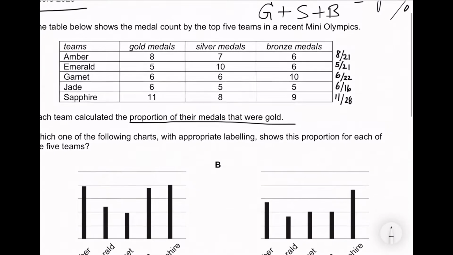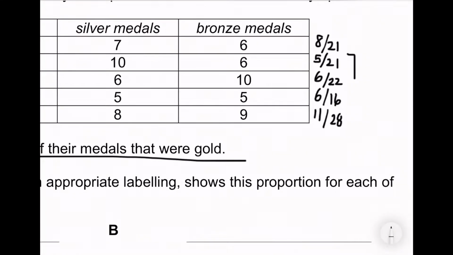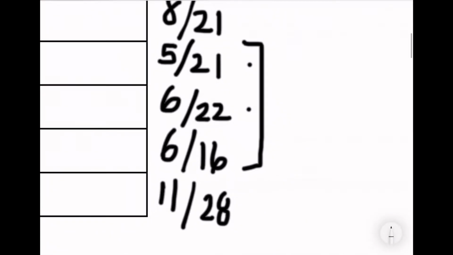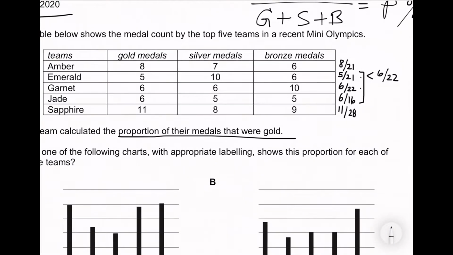Looking at the numbers, I want to focus on these 3 numbers first, right? Because 5 out of 21 is going to be very similar to 6 out of 22, but I think 5 out of 21 is going to be less than 6 out of 22. So what I expect to see is the bar on the bar chart for Emerald is going to be shorter than the one for Garnet, Team Garnet, right? So I know Emerald is going to be less than Garnet.